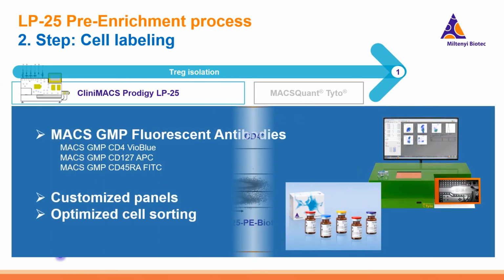There are some important points. First of all, we provide you MACS GMP fluorescence antibodies for Treg sorting. We offer you services to design your own panel. We support you to optimize your cell sorting, but don't forget that our suggested panels that you can see here, with respective GMP antibodies, are already optimized in the Tyto Cell Sorter, and are just ready to use for you.